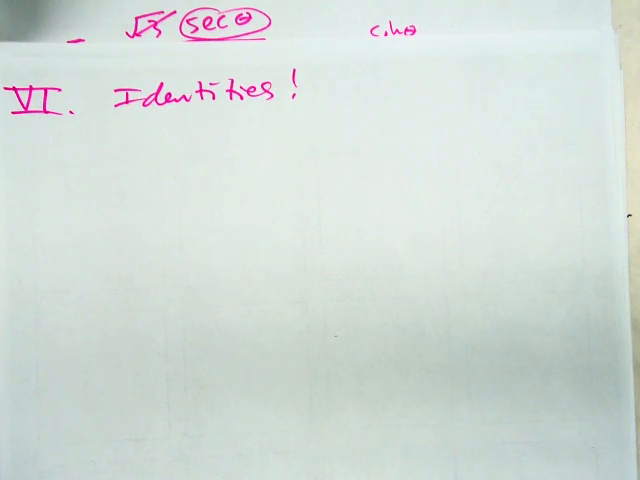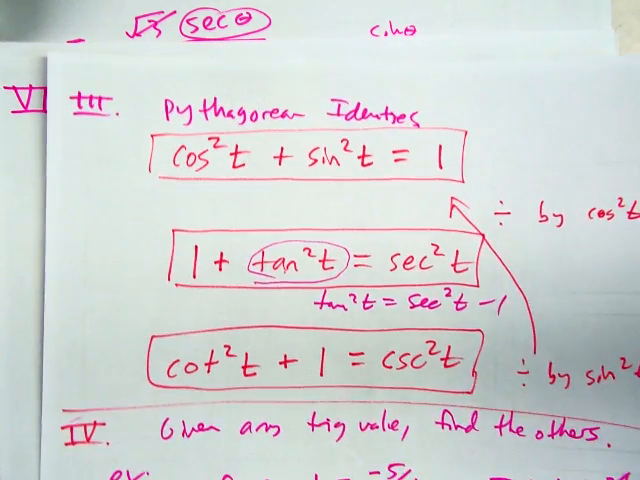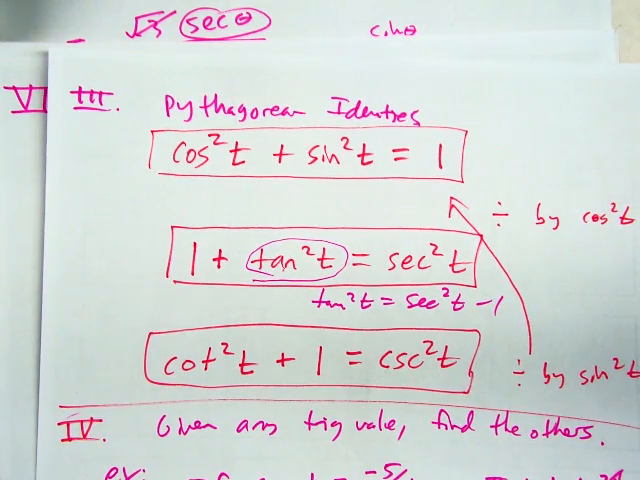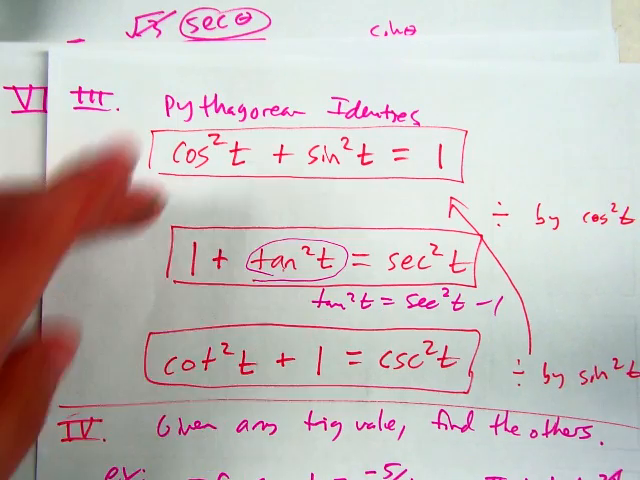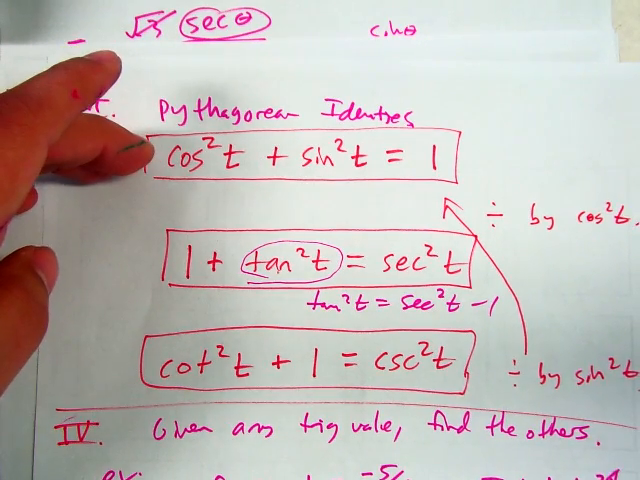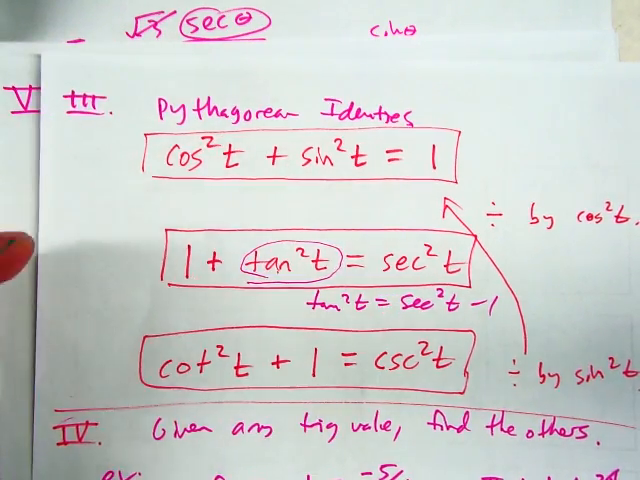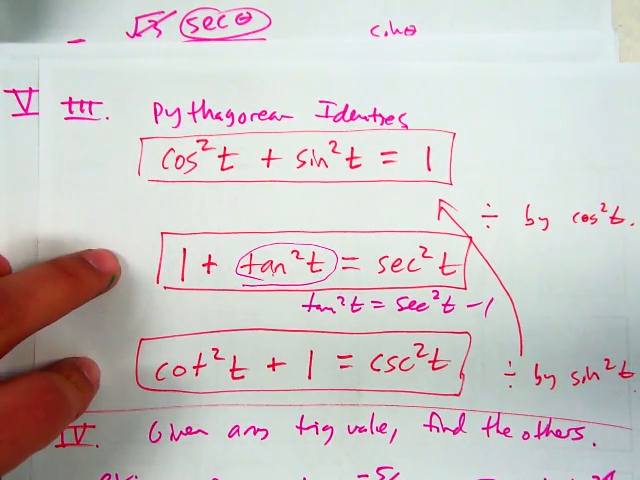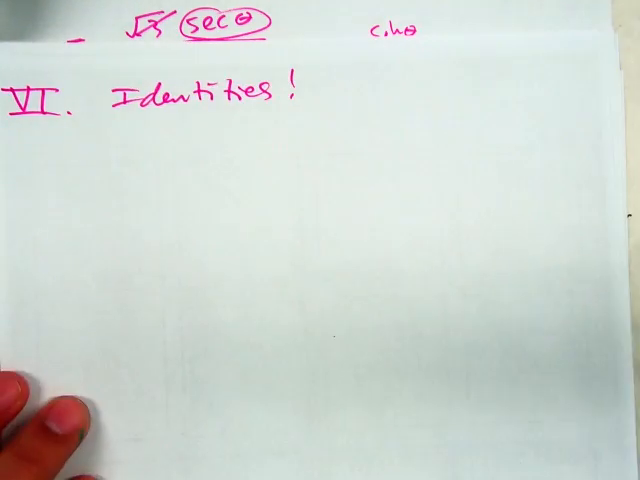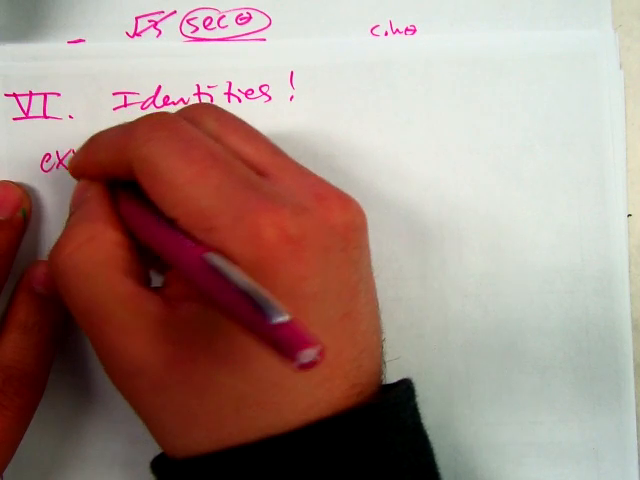Mainly these guys, or any variation of these three. Does that make sense? So instead of just cosine squared plus sine squared equals 1, or 1 minus cosine squared, or whatever, you can use these two or any variation of these two. So here's an example.